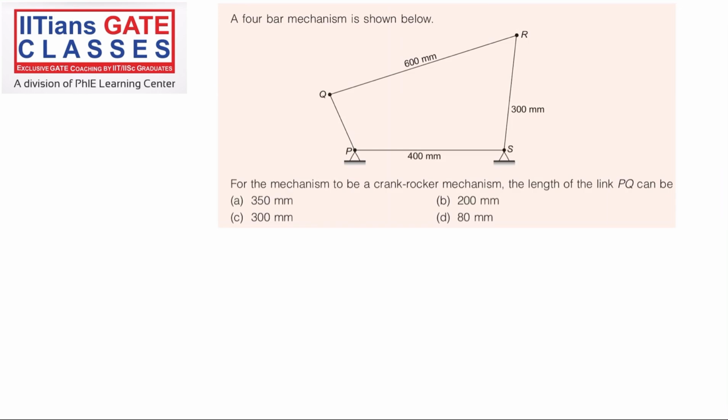Again, this is a question on Grashof law, right? So you have been given a 4-bar mechanism. The lengths of 3 of the links are given. You were asked the length of the 4th link. So how to solve this?